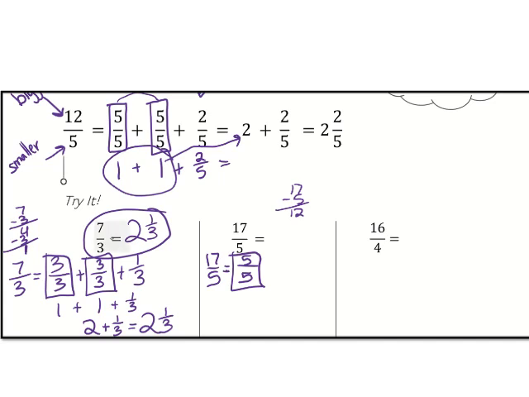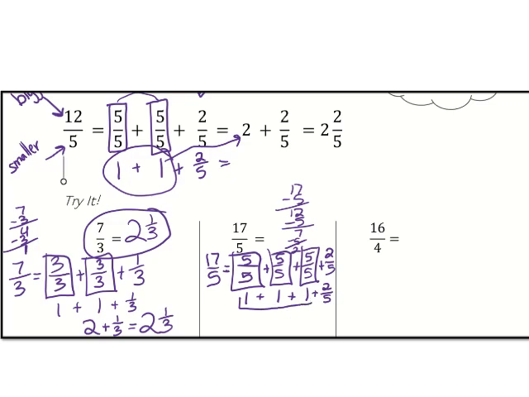I have 12 left over, so I can make another group of 5/5. Take away 5. 7 left over, I can make another group of 5/5. Minus 5. I've got 2 left over. That's not enough to make another group of 5/5, so those 2/5 will be like a remainder. I have 5/5 is worth 1, 5/5 is worth 1, 5/5 is worth 1, and 2/5 left over.